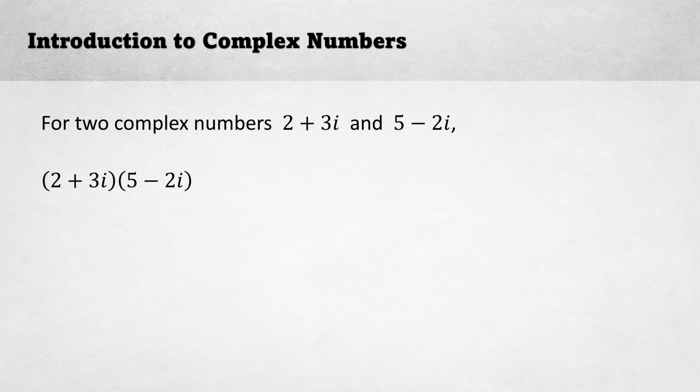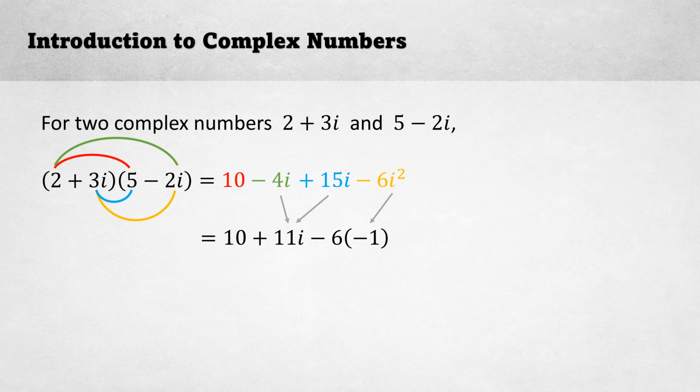Let's use these numbers to explore multiplication over complex numbers. We can FOIL when multiplying complex numbers. So we multiply the first, the outers, the inners, and the last, and then add the imaginary parts. Note that we know i squared equals -1, so we get 10 plus 11i plus 6. And adding the real parts, we get 16 plus 11i.